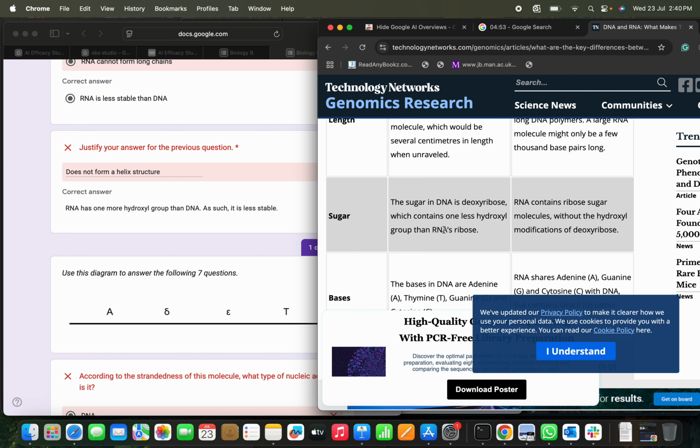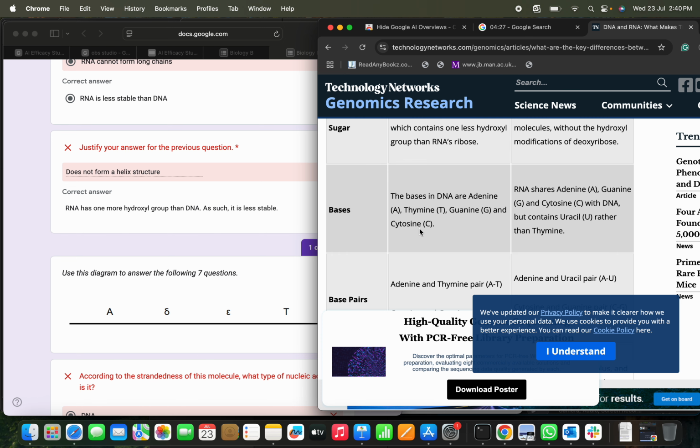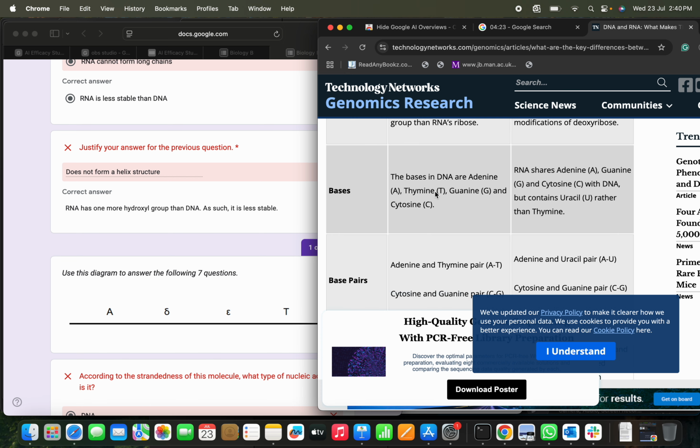There is deoxyribose sugar, which contains one less hydroxyl group than RNA. RNA contains ribose sugar molecules without the hydroxyl modification. So this is not the only difference. It's less stable. The bases in DNA are A, T, G, C, and RNA has a U. So this is not mentioned as a reason for the instability.